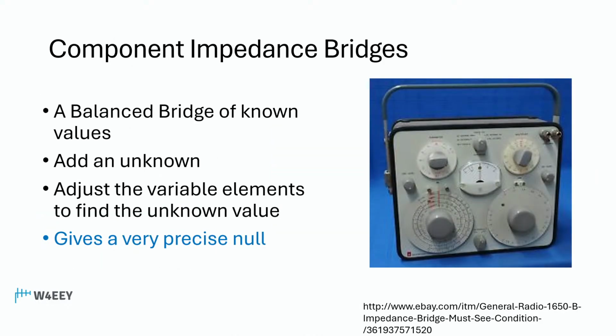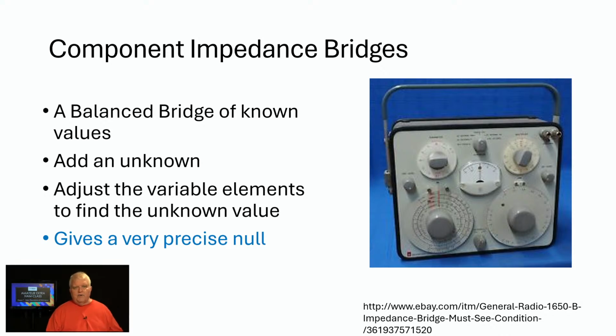You can also use component impedance bridges to find out information about an inductor or a capacitor or a resistor. You put the unknown device across some terminals and then adjust the knobs, and you'll get a very precise null on the meter.